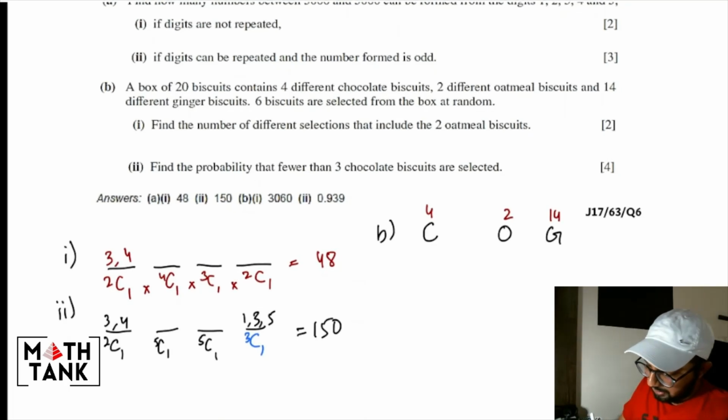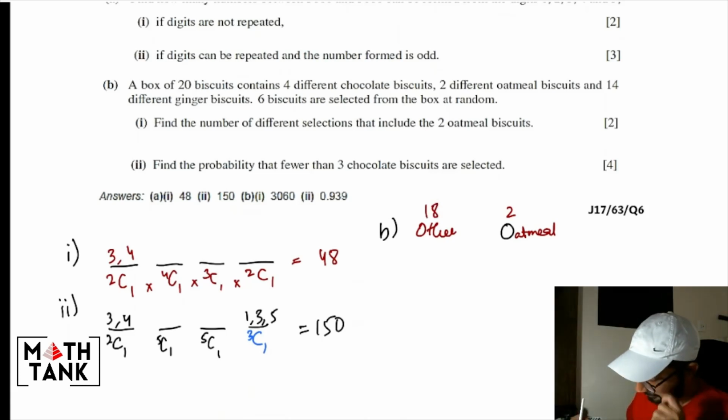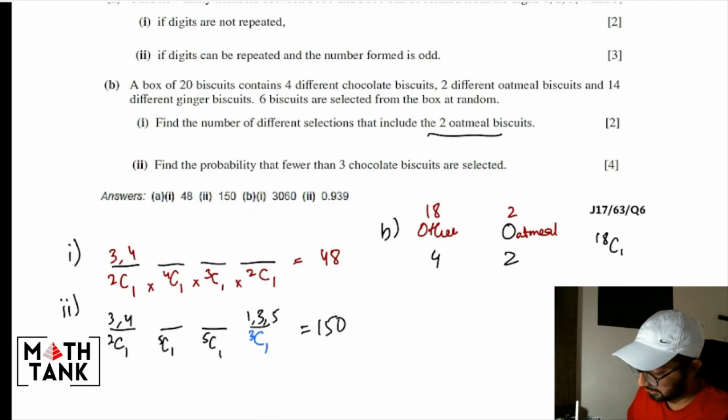I don't really need separate categories for this question. I can just combine them and say that there are others and oatmeal. So there are 18 others. I need to select the 2 oatmeal definitely, and I need to select 4 more, so that's 18C4 into 2C2, and that should give us 3060.